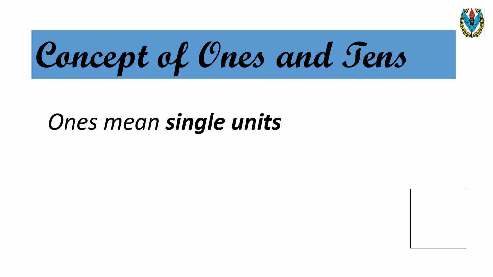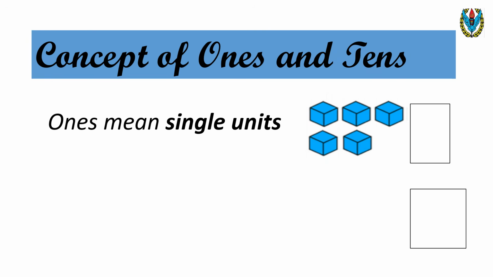Dear students, ones mean single units. In numbers, we have 1, 2, 3, 4, 5, 6, 7, 8, 9. They all are ones. Ones mean single item, single thing. So from 1 to 9 we call them ones.